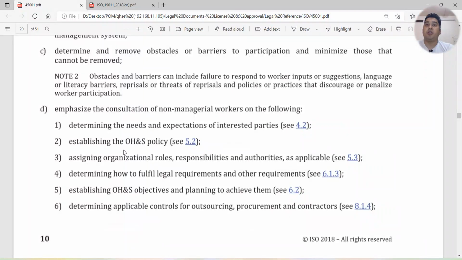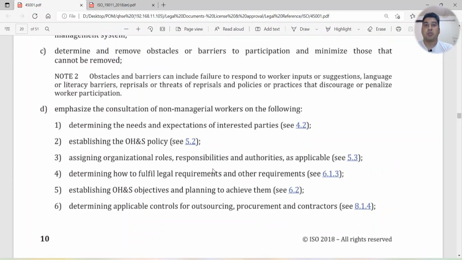After that, establishing the OHS policy, see 5.2. In clause 5.2 we discussed the occupational health and safety policy, and the requirements that we have to follow when creating, updating, and implementing occupational health and safety policies. Those also need to be considered when you are establishing or preparing any policy. You have to consult with the workers also.